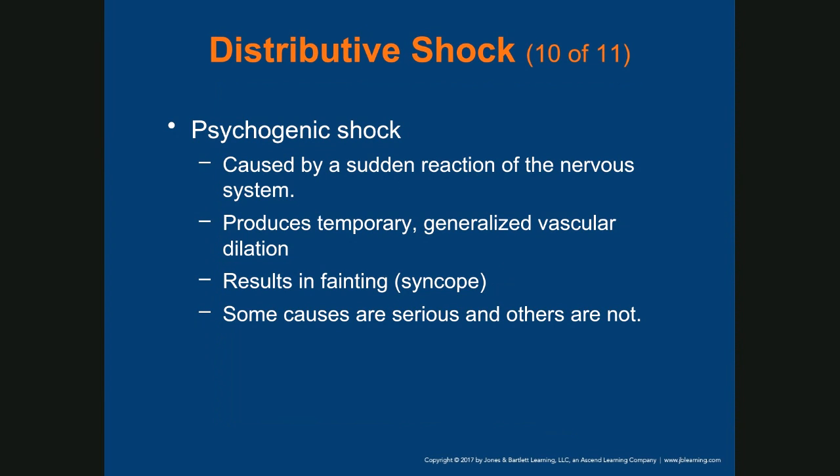It's caused by a sudden reaction of the nervous system that produces temporary generalized vascular dilation, which results in fainting or syncope. So for a brief moment, the blood vessels that supply the brain open up too much. There's not enough blood going to the brain, so the patient faints or passes out. As soon as that blood flow is returned, the patient wakes up. Now, it's temporary, but what are some of the things that I would need to consider if I have a patient that complains of fainting?